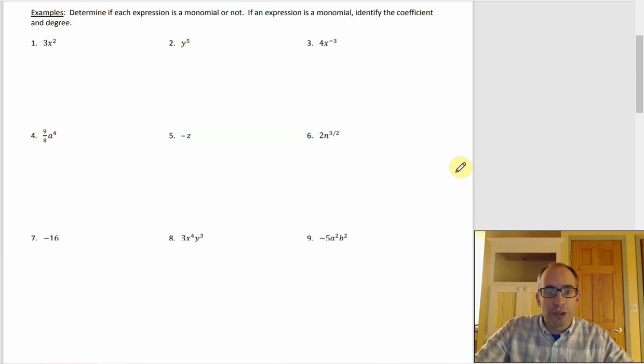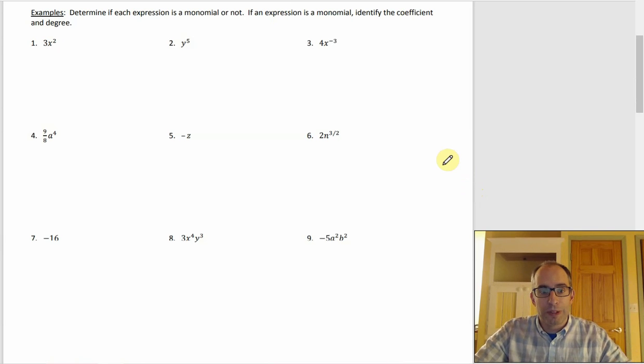So what we're looking for basically is we're just looking at the exponents. We want to make sure that the exponents are non-negative integers. So negative integers are a problem, and then fractions are a problem, but only in the exponent. So like here, that 9/8 out front, that's fine. Your coefficient can be whatever you want.